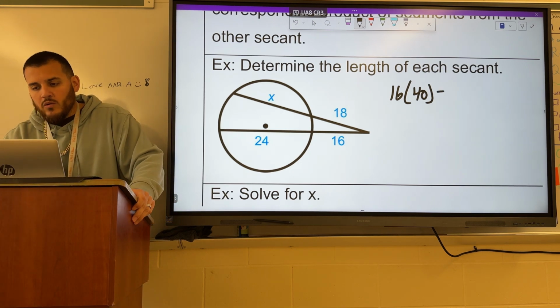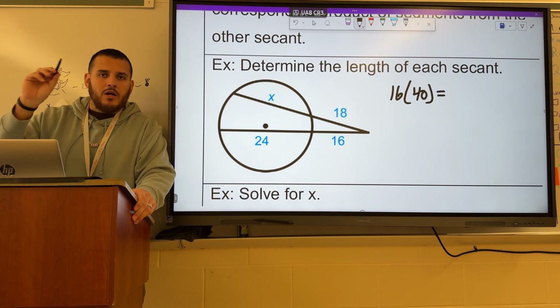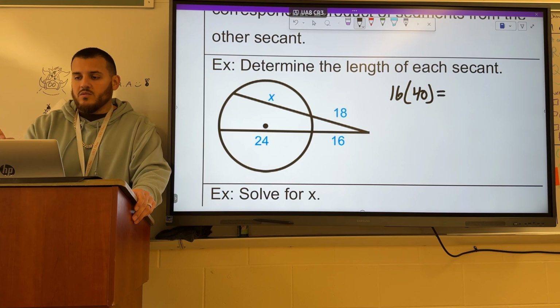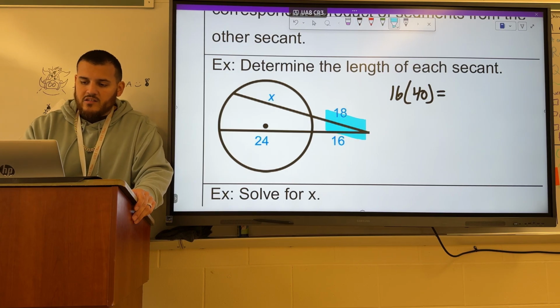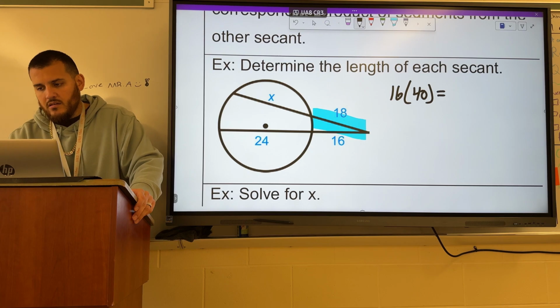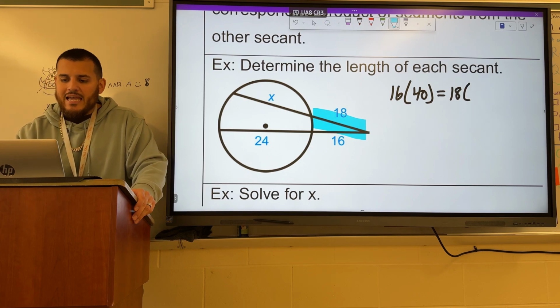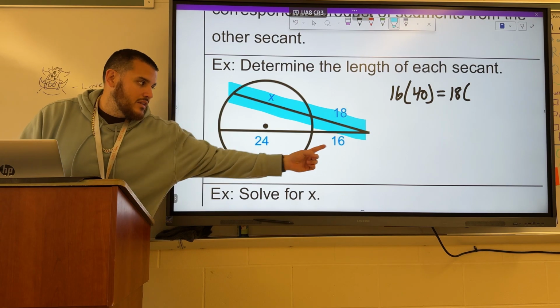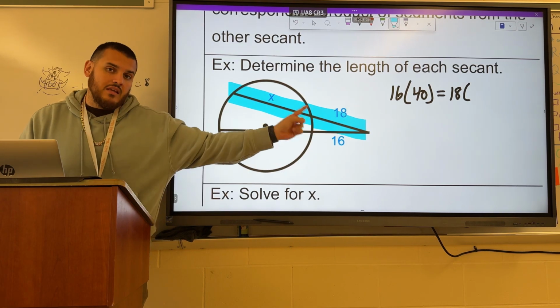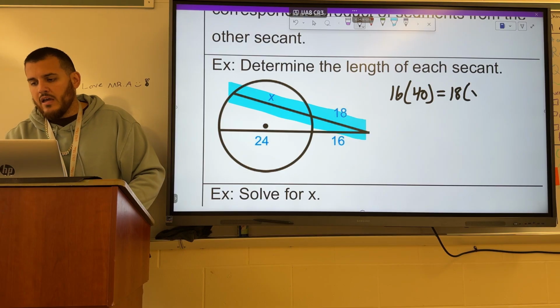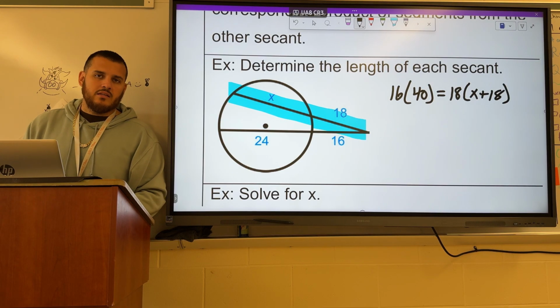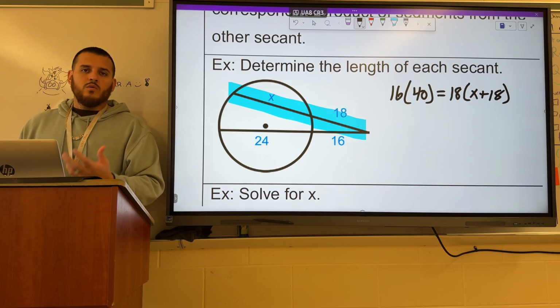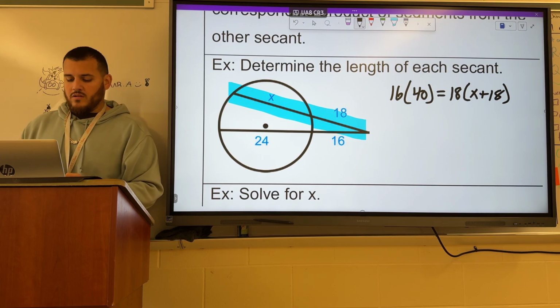That will be equal to the corresponding pieces from the other secant, and then here's where we get tricky. Okay, the external piece is 18 times the entire thing, which again is not x. Remember, we did the sum of these things, so it would be the same here. The sum of x plus 18 would be the entire secant there. And from here, we would calculate our value and do our algebra for x.